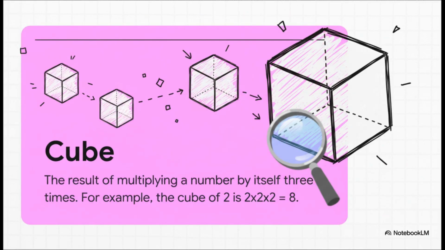At its heart, cubing a number just means you multiply it by itself 3 times. That's it. Take the number 2, for example. You go 2 times 2 times 2, and you get 8. And you can literally picture this, right? Think of a cube where the length, the width, and the height are all 2 units long.